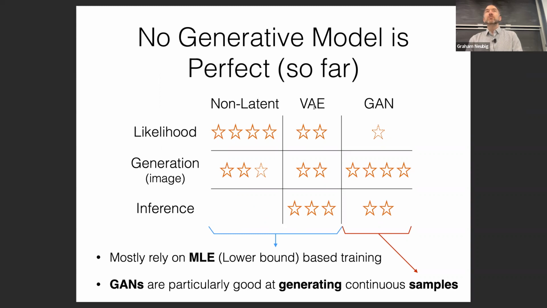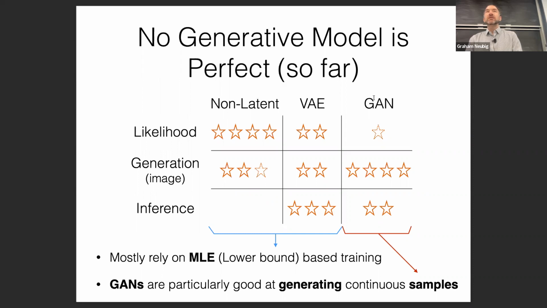For VAEs, they're reasonably good at evaluating likelihood. They're often slightly less good at generation than non-latent generative models. And for inference, they do a good job of inferring latent traits, especially if you train them using some of the tricks we talked about last time.